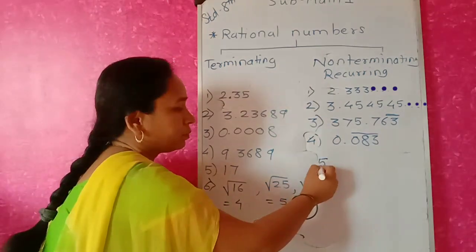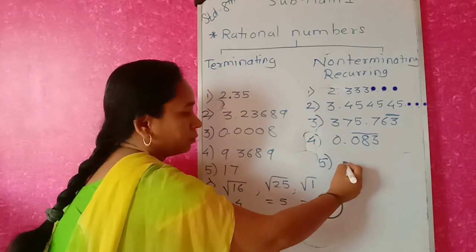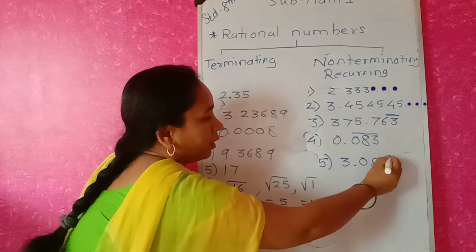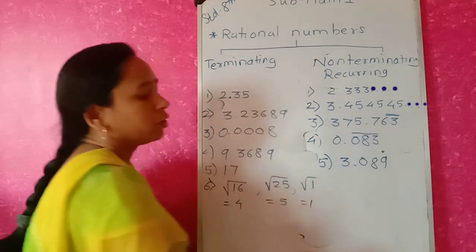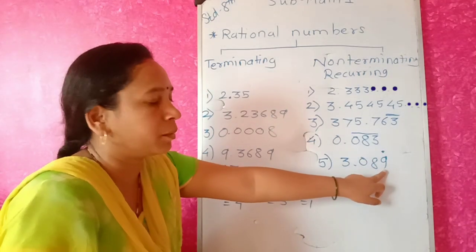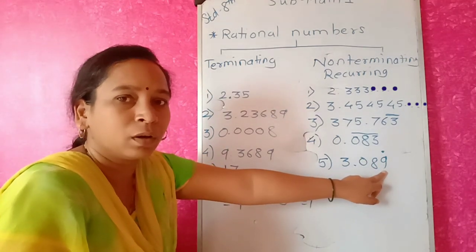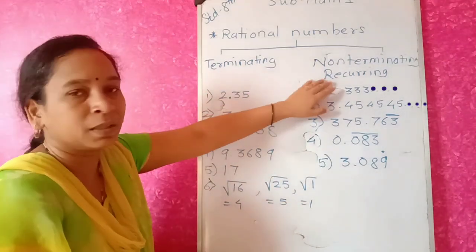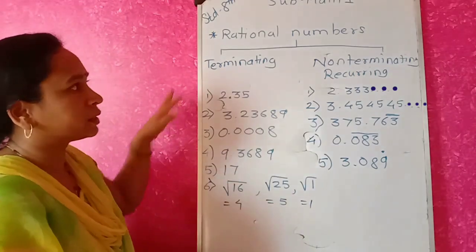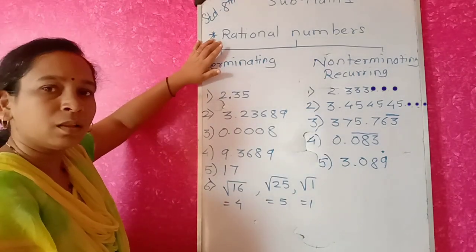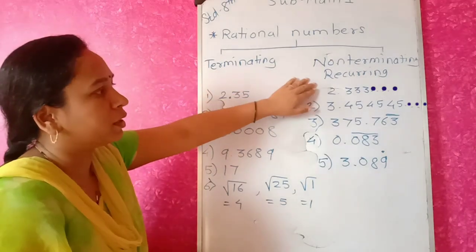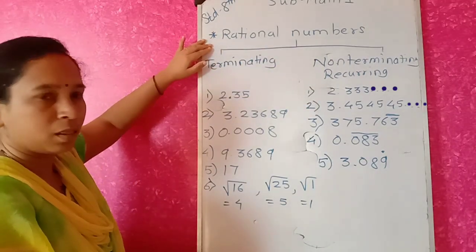So the fifth one, 3.089. Here I have given the dot, which means in this example only a single digit is going to repeat. So all these examples, terminating and non-terminating recurring, are examples of rational numbers. Terminating and non-terminating recurring decimals come under rational numbers.